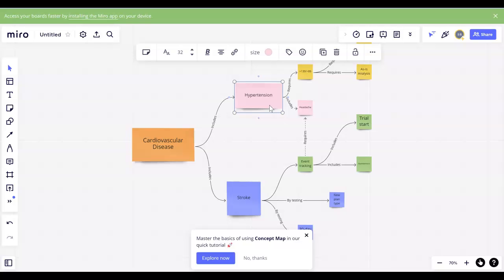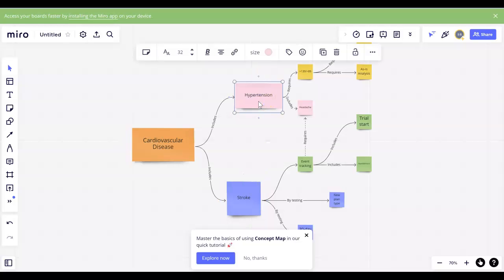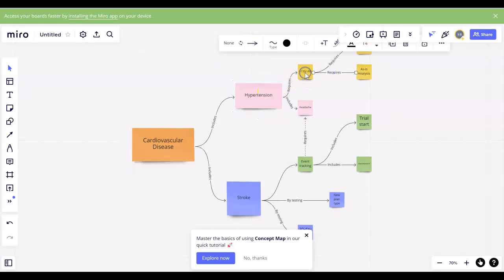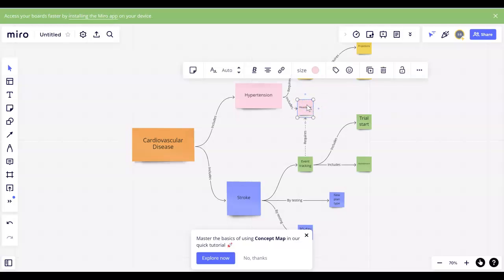includes hypertension, so I included that, and then also stroke. So then what is included within hypertension? Maybe we can put in the diagnostic criteria, and so anything greater than 139, the systolic blood pressure, and then diastolic, anything greater than 89. And then also one of the symptoms may include headache.